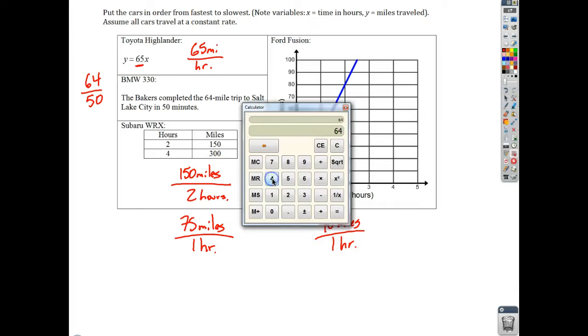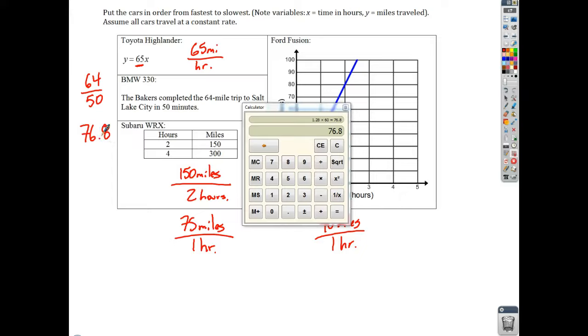Calculator. 64 divided by 50 equals, oh, that's how much it is per minute, right? So 64 divided by 50 is 1.28 miles a minute. Now I have to multiply that by 60. So I'm going to get 76.8 miles per hour. 76.8 miles per hour. Now I'm going to check that.